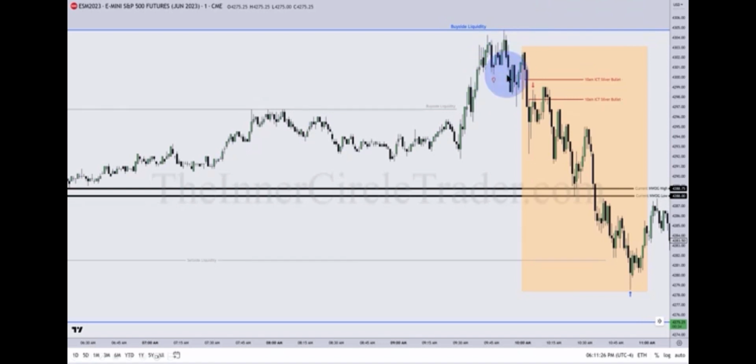Small little imbalance here. This right here, that move right there, that is the 2022 ICT mentorship model. So buy side taken into a premium, shift in market structure, fair value gap, trades up into it, there's your sell. Go short. What do you aim for?